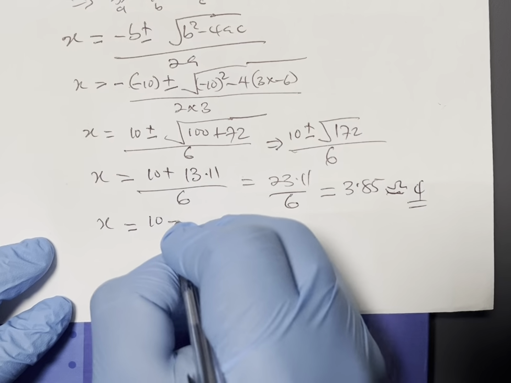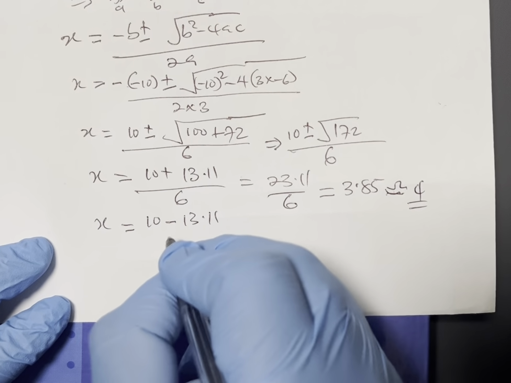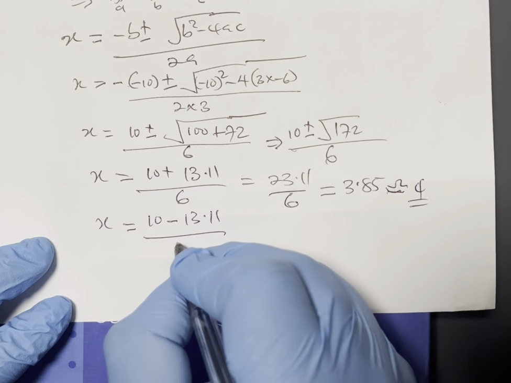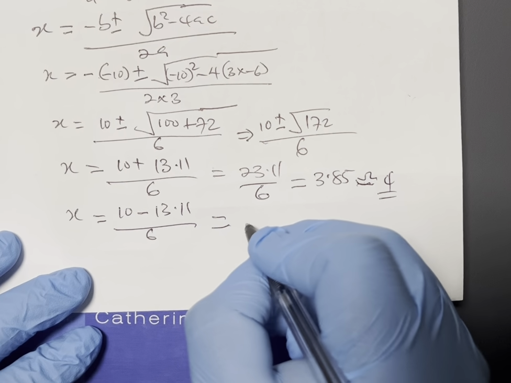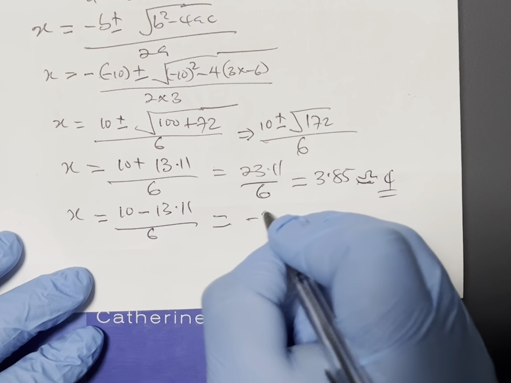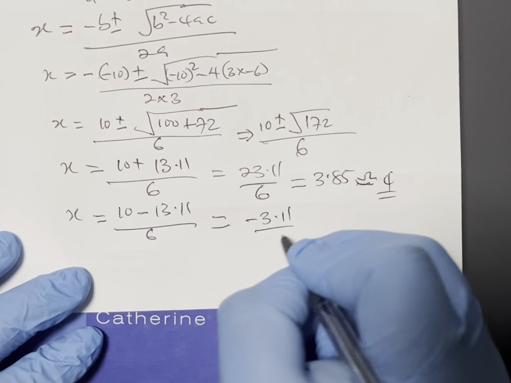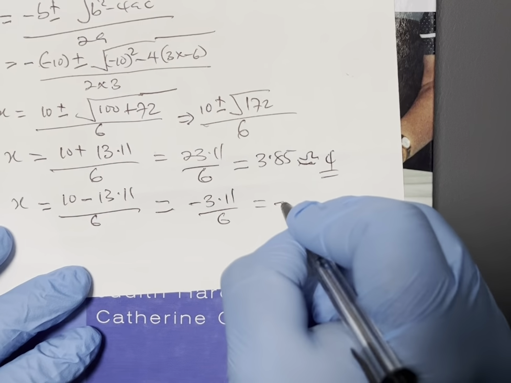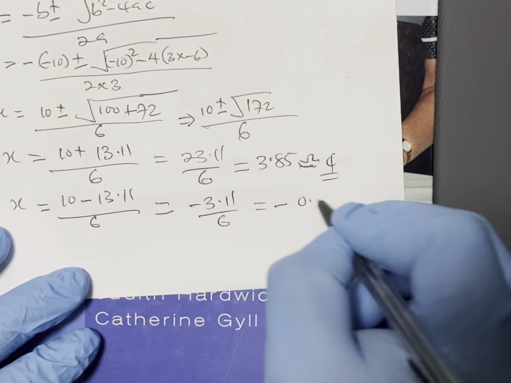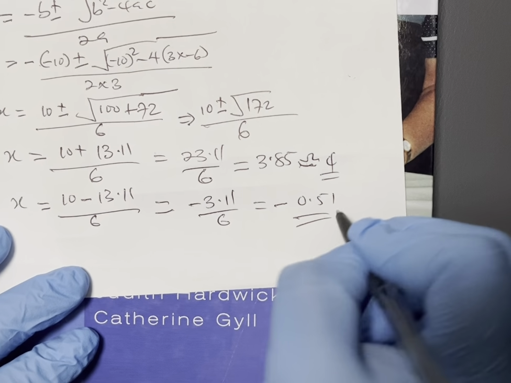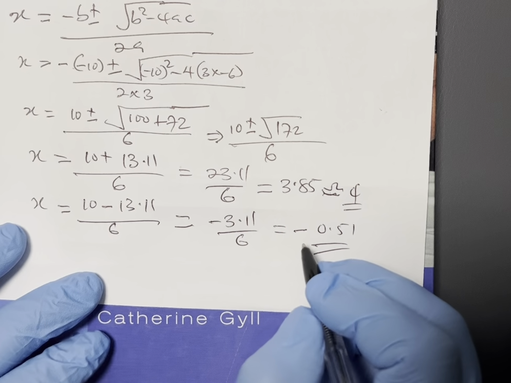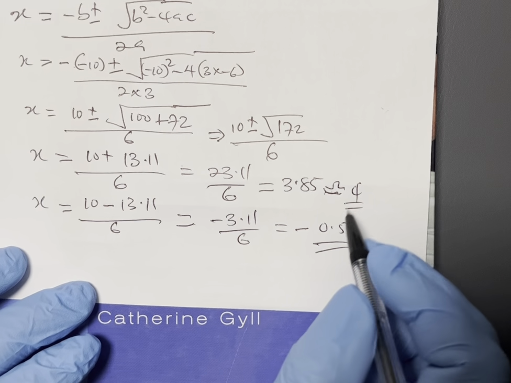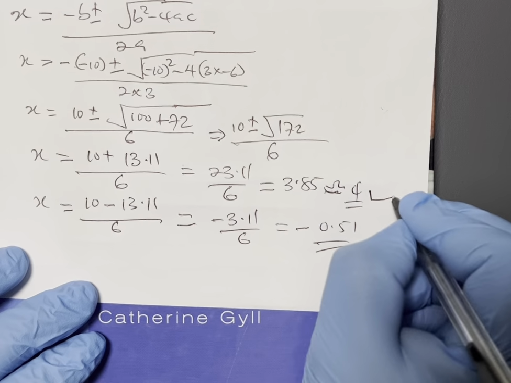Okay, now I'm going to solve for x when using the minus sign. That's 10 minus 13.11 divided by 6. And 10 minus 13.11 is going to give me minus 3.11 divided by 6. That will give me minus 0.51 or something. Okay, now remember we're dealing with number base. This cannot be the base, rather we take the positive number as the base. So in this case 4 becomes the base.